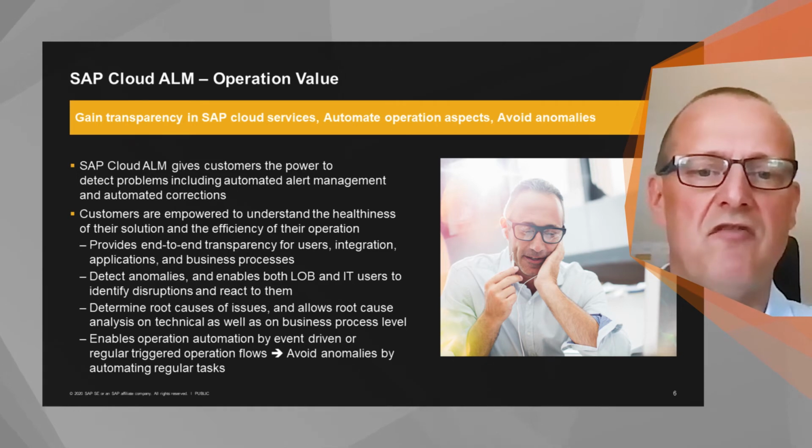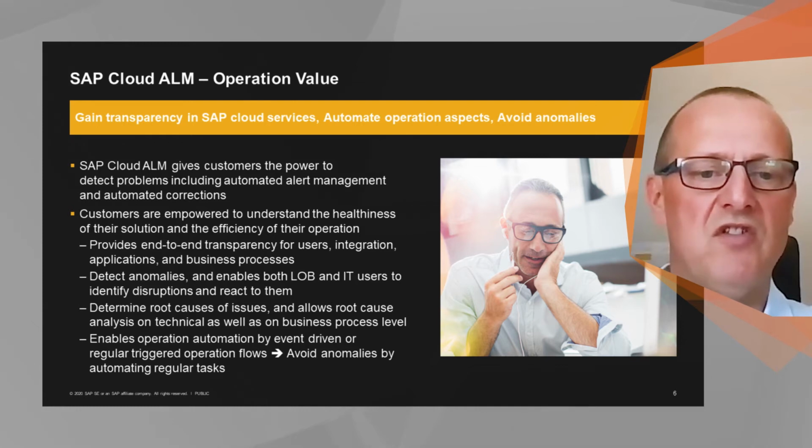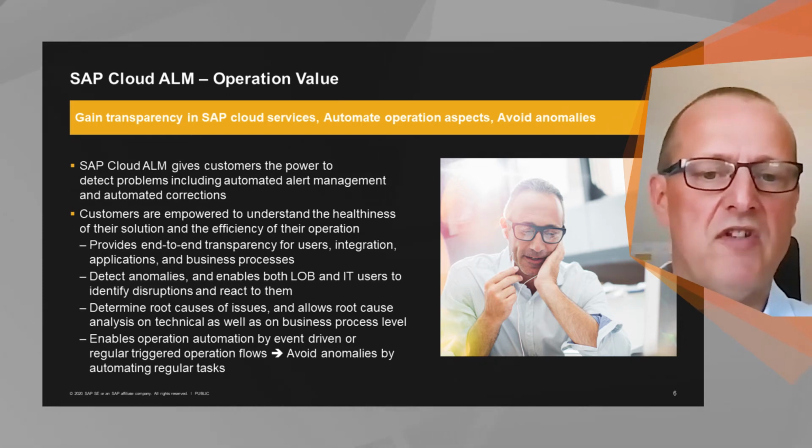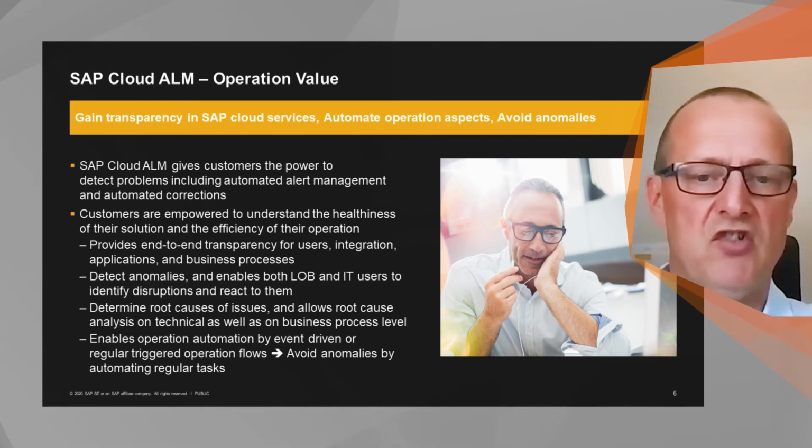This means if the line of business gets an indication that these business processes are disturbed, then we need to contact in an educated way the IT to get this resolved. So this is basically the targets of SAP Cloud ALM for operations.